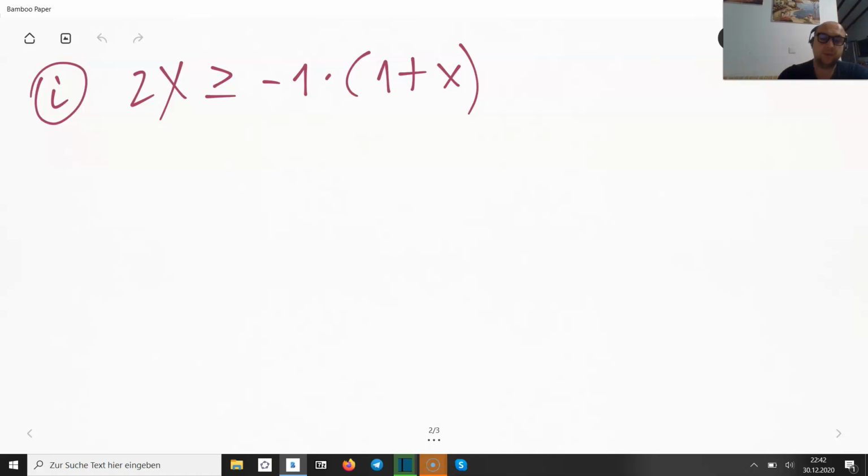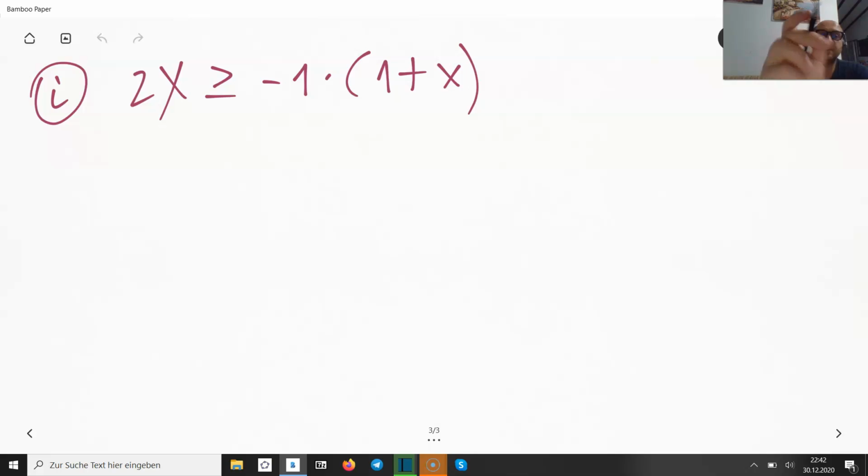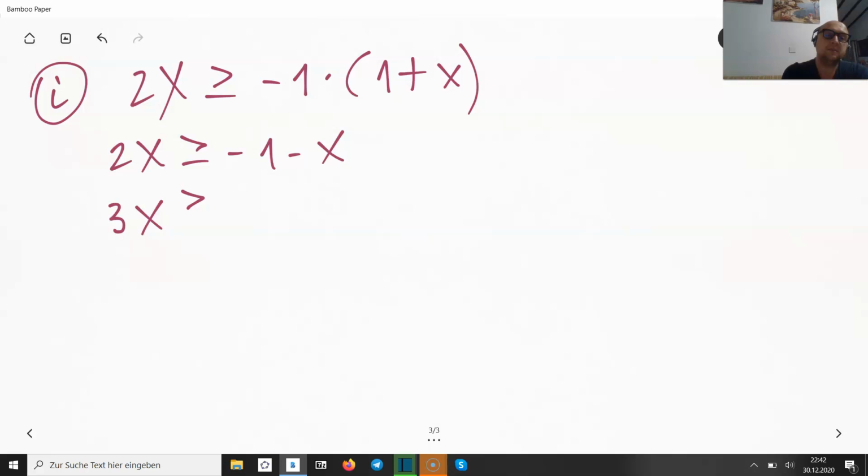I'm hoping not to make any kind of mistakes. Fine with that. So that means 2x is bigger or equal than -1 minus x. And now we can solve it for x. We'll bring it to the left hand side. We got 3x bigger or equal than -1. We divide it by 3, and we get x bigger or equal to -1/3.